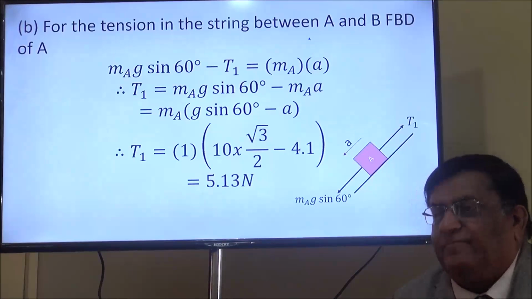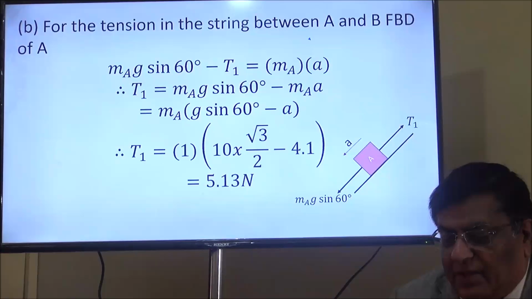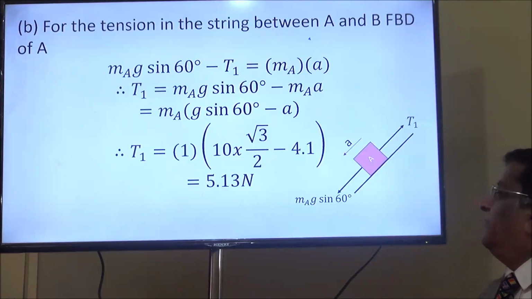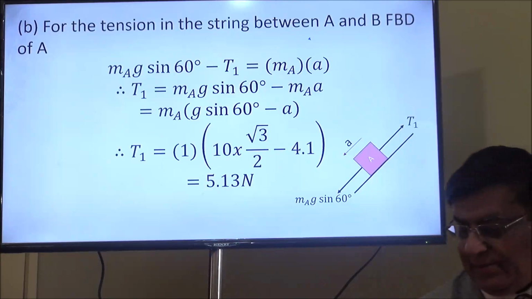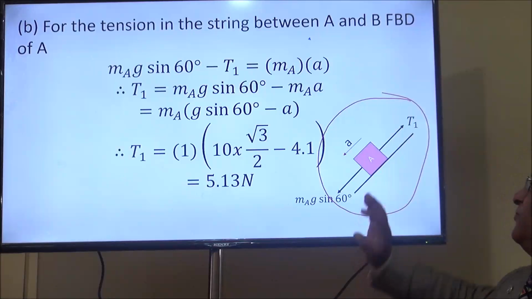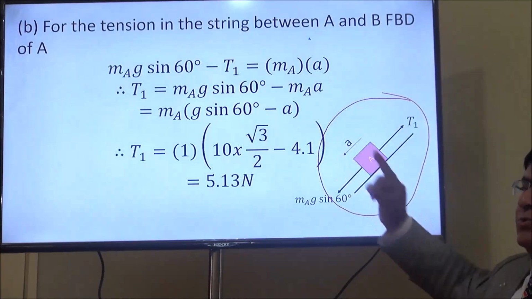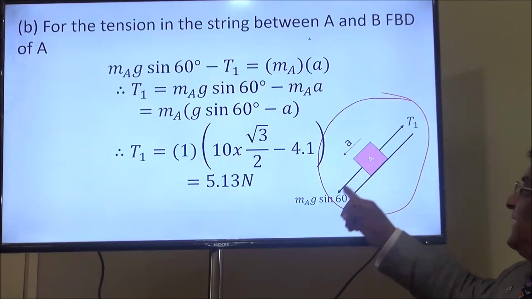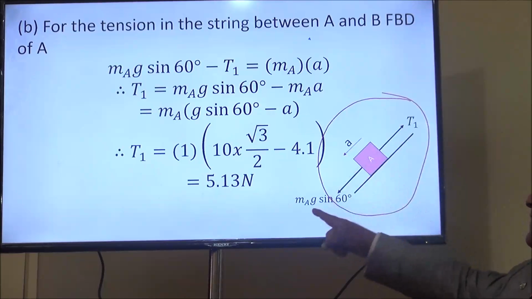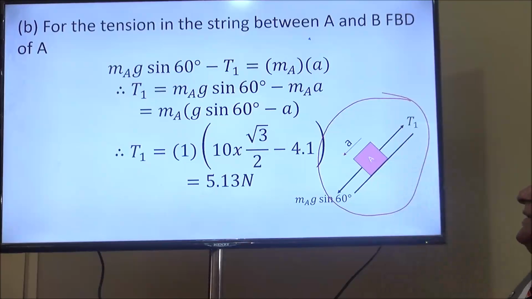Make the equation. Free body diagram at A. In your diagram, separate out A, only see the forces acting on A. We know the acceleration is a. That value is known to us. What is the force acting here? This is m a. Only its weight mg sine 60, and in this direction it is tension T1.